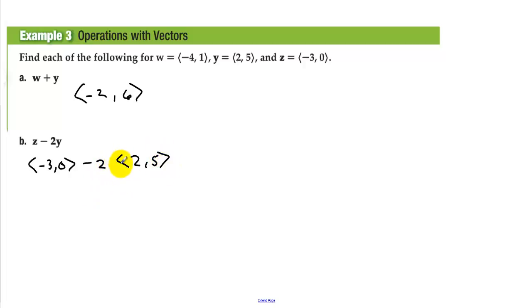And we're going to do order of operations, so we want to do multiplication first. Negative 3, 0, and then minus 4, 10. We're just going to multiply 2 times the x and 2 times the y. Negative 3 minus 4 is negative 7, and 0 minus 10 is negative 10.